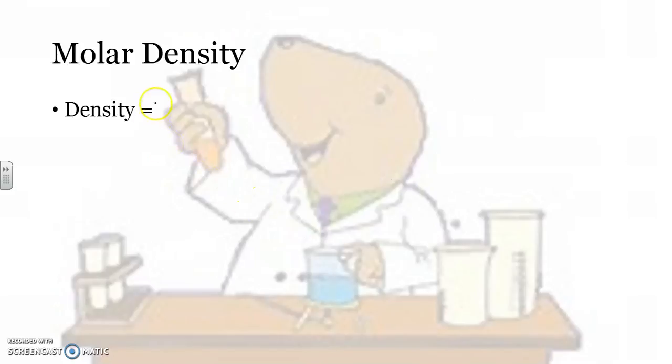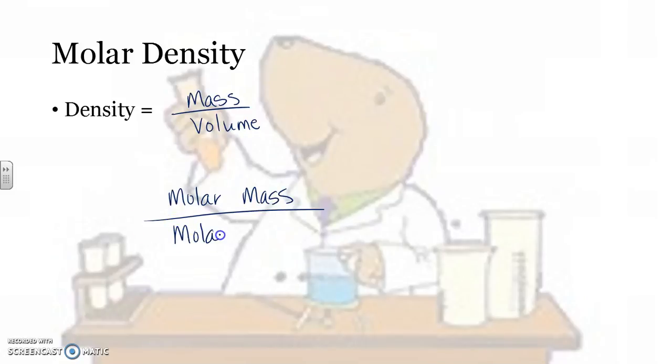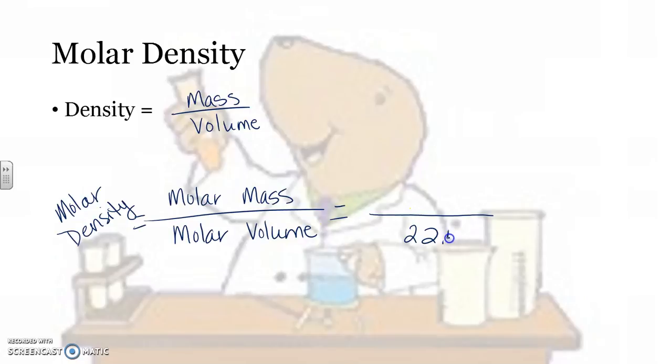All right, so molar density. Density is equal to mass divided by volume. So the molar density, which would be the density of 1 mole of any substance, would be equal to the molar mass of a substance divided by the molar volume of that substance or gas. Molar volume is always going to be 22.4 liters.